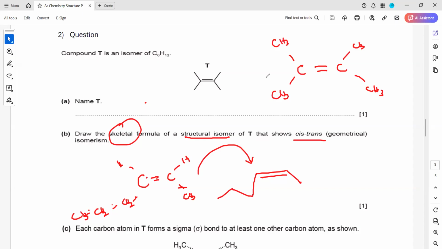That is another way. Or I can also draw the trans. If I want to draw a trans, I can just draw up. So it's the same idea. One, two, three, four, five, six carbons I need.